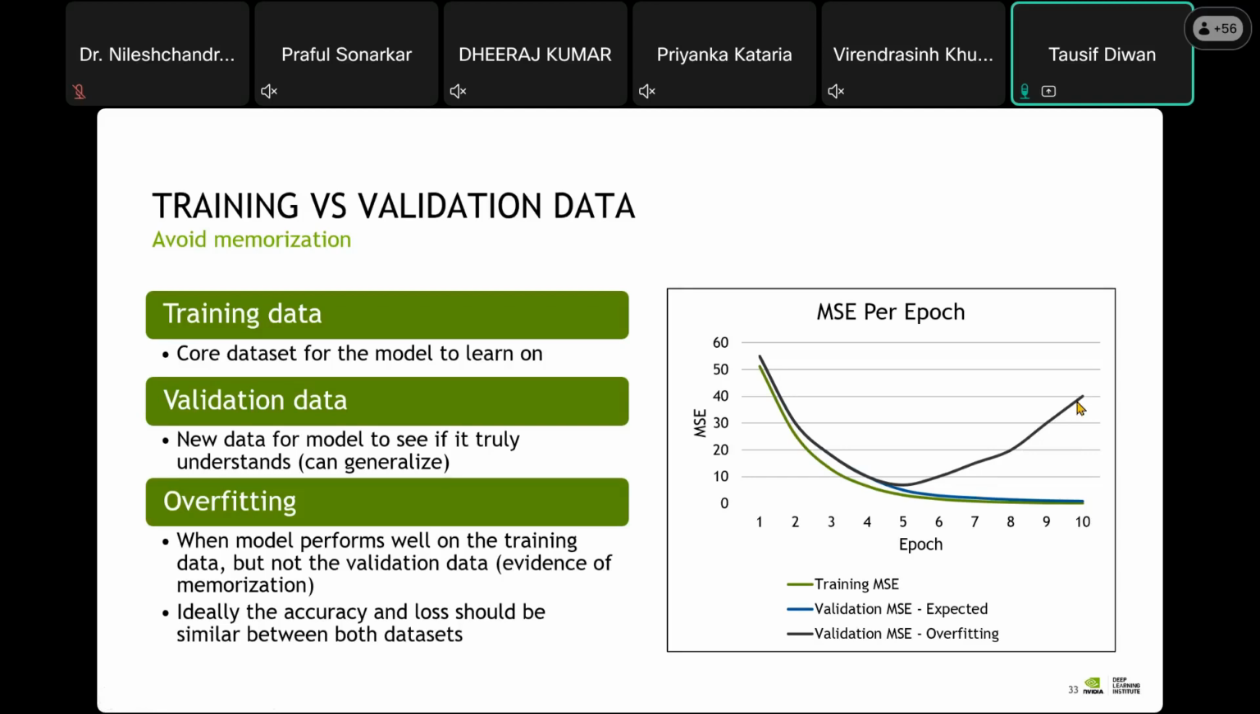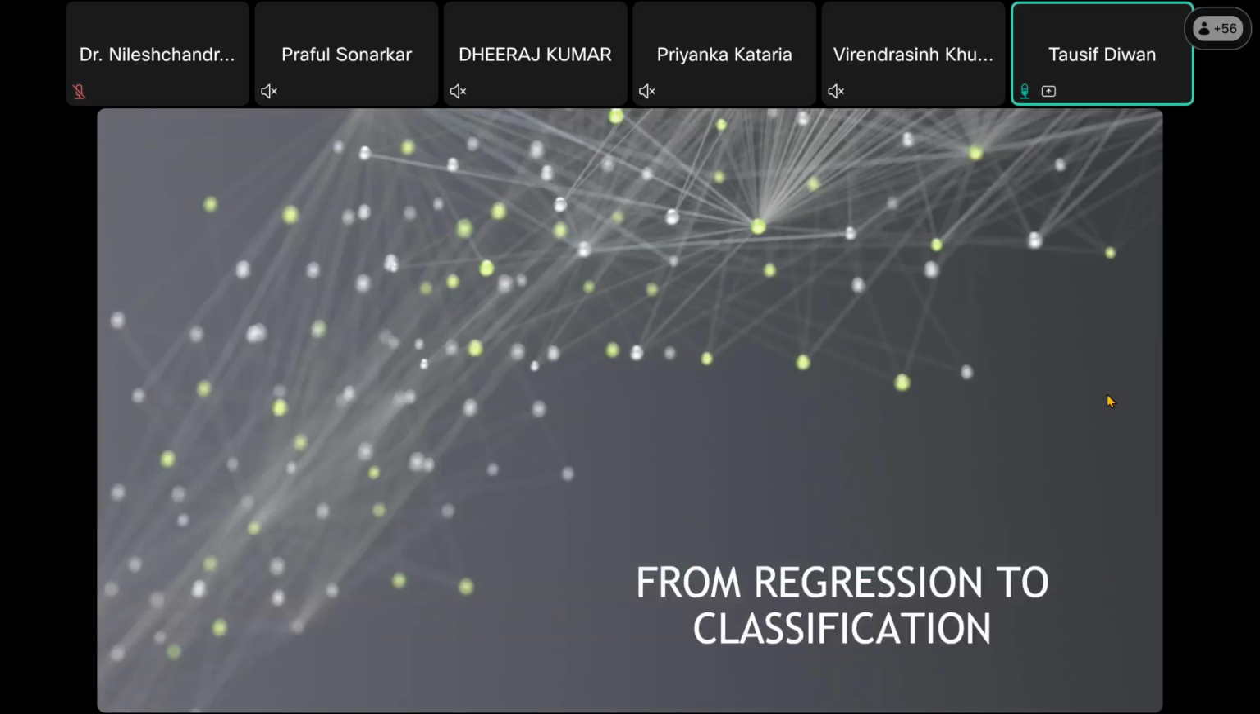time. The problem is that the model is able to capture the specifics of the data, and the model is not capturing the generic trend of the data. This is the major problem with the neural network. Okay, and that is nothing but overfitting. So the performance gap between training and validation is increasing. Okay, and it is nothing but the model is getting overfitted.